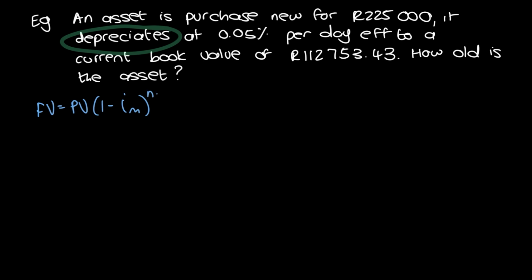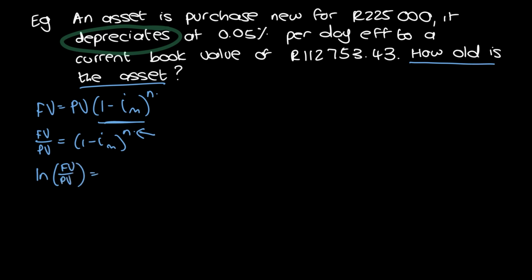But we need to find out how old the asset is, and that means we need n as the subject of the formula. So just a quick reminder of how to go about making n the subject of the formula. We divide through by PV because it's multiplied by the term that has n in it. So we get (1 minus i_m) to the n. And now we have n sitting up there. How are we going to get it down? Well, we know our log rules. So we can take the log of both sides, and I'll take the natural log of both sides, which is ln.